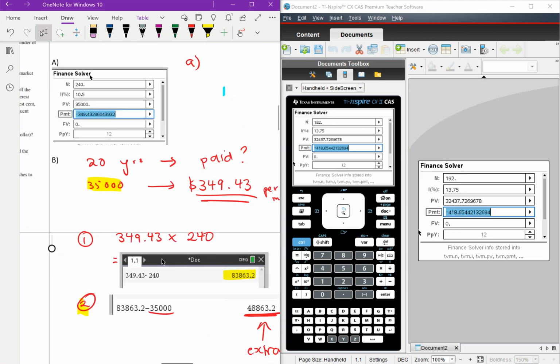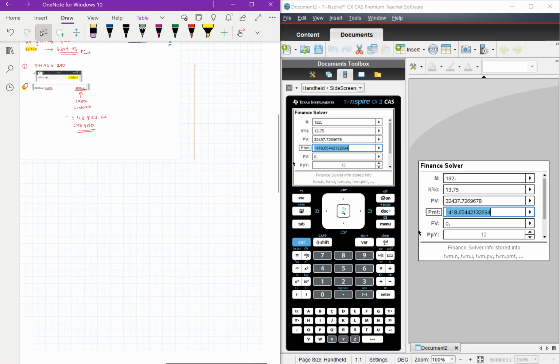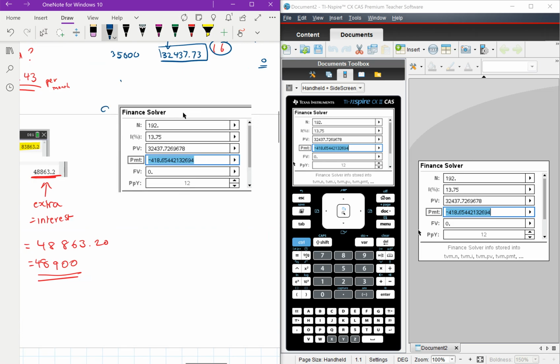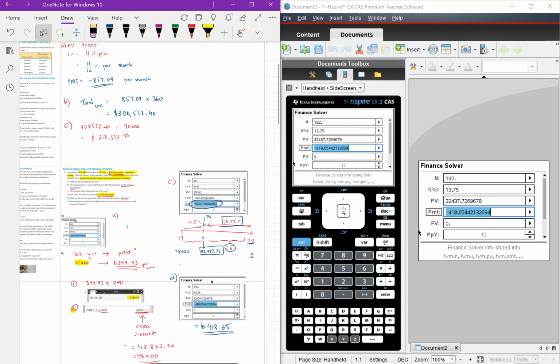So for D, question D here, I'm just going to paste it here. Let me just write this as D. D tells me the new payment has to be then $418.65 rounded to the nearest cent. Okay, so that is my payments per month, answering D.